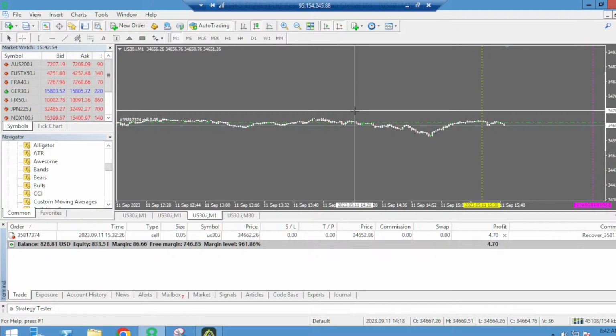As a trader, we just need to exercise patience, guys. If you don't have patience as a trader, prepare yourself to fail. You need to have that discipline.